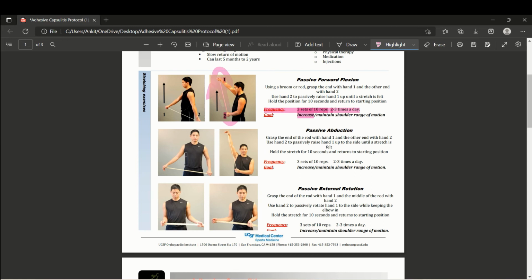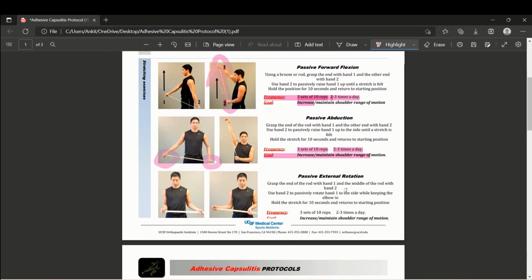Then in the second image, we can see the passive abduction. Grasp the end of the rod with one hand, and the other end with hand 2. Use hand 2 to passively raise hand 1 up to the side until a stretch is felt. Hold the stretch for 10 seconds and return to the starting position. Repeat it 10 times. 3 sets are to be done, and this is to be done 2 to 3 times a day. It increases and maintains the shoulder range of motion.